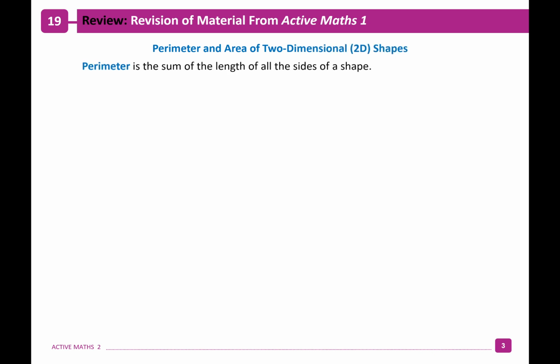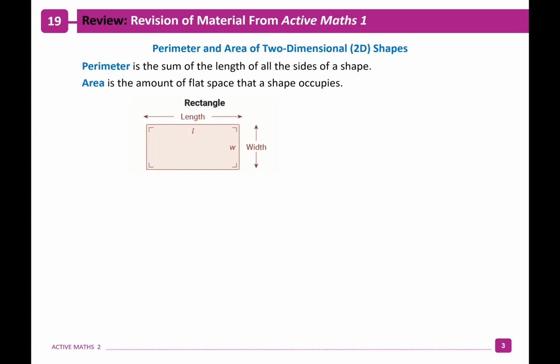The perimeter is the sum of the length of all sides of the shape. So to find the perimeter, you add up all of the sides of the shape together. The area is the amount of flat space that a shape occupies. The area of a rectangle is given by length times width. The perimeter is length plus width, doubled, which is the same as saying 2 times length plus 2 times the width.